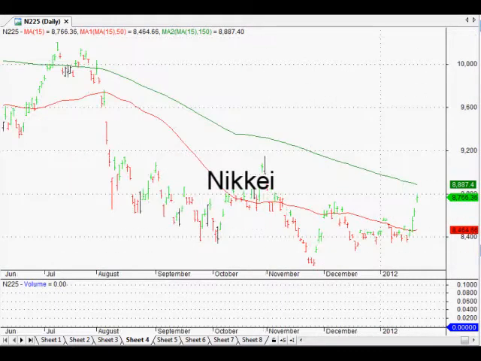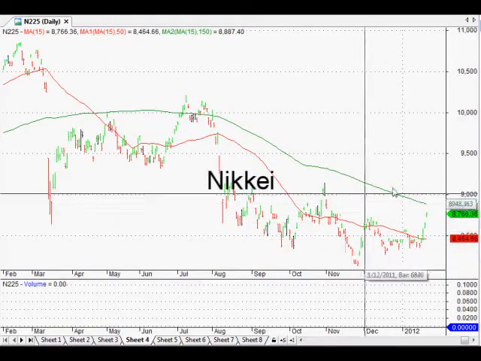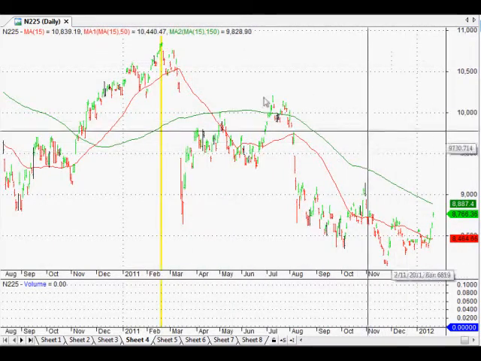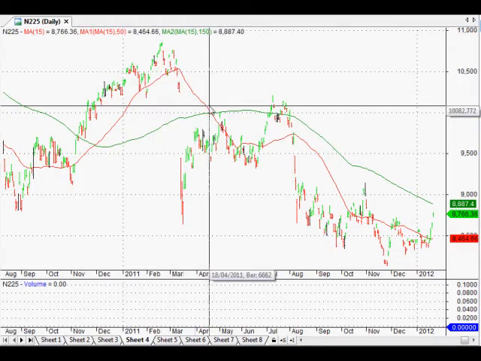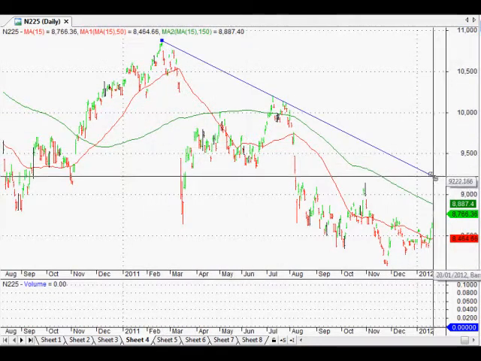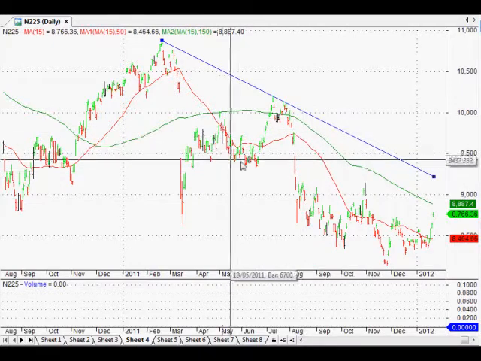The Nikkei is also looking in a similar manner, but it's not really there yet, guys. The Nikkei is probably showing the most weakness out of the world, basically, I would say at the moment, or out of the ones that I look at. And here's your downtrend line. So as you can see, it's got a long way to go.